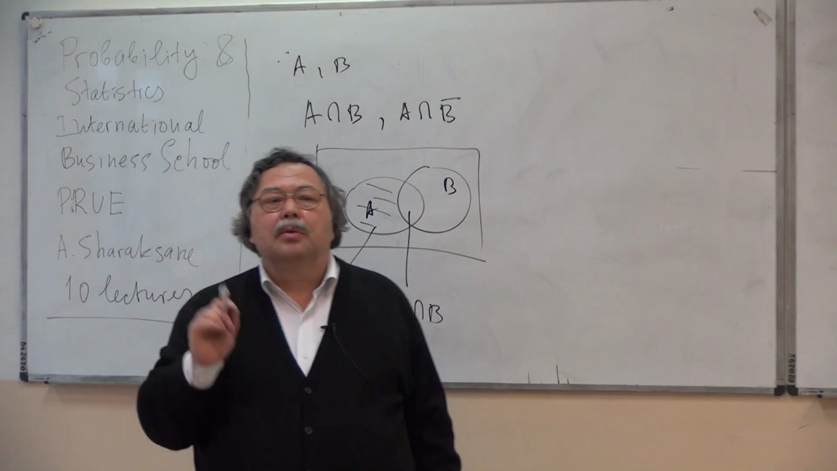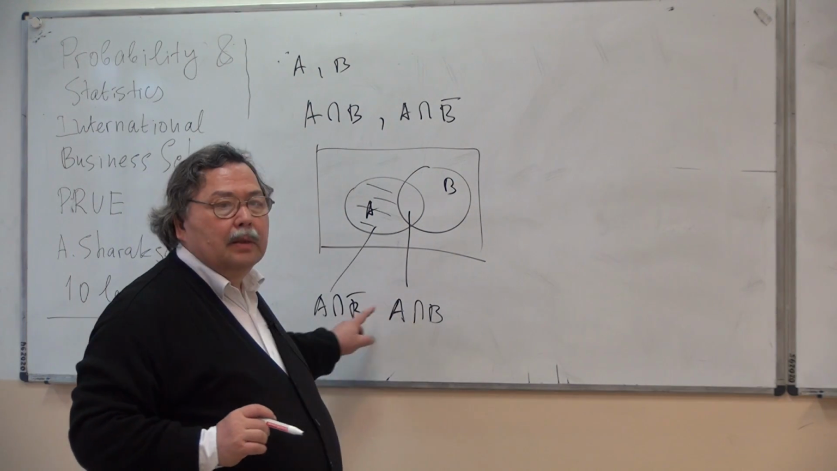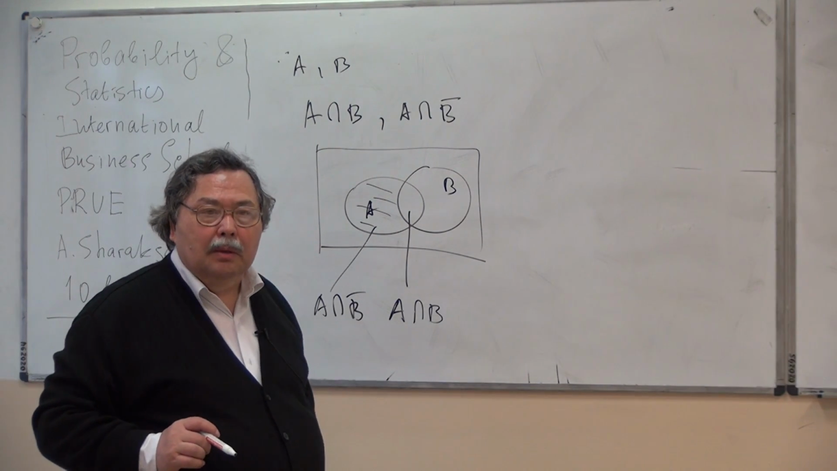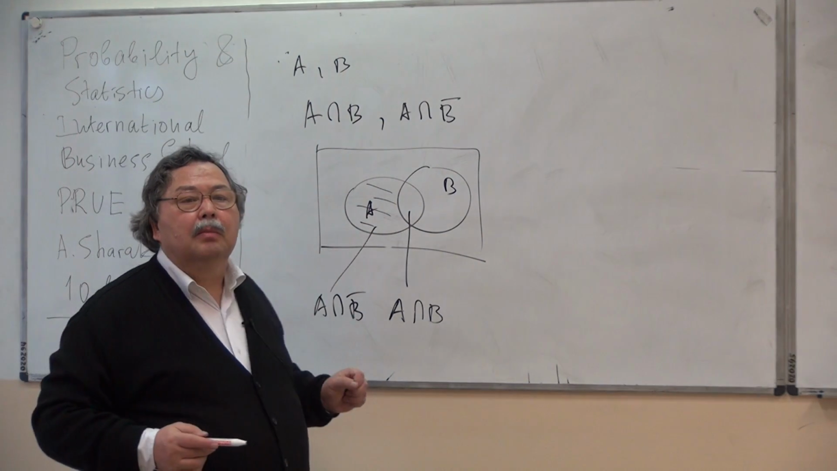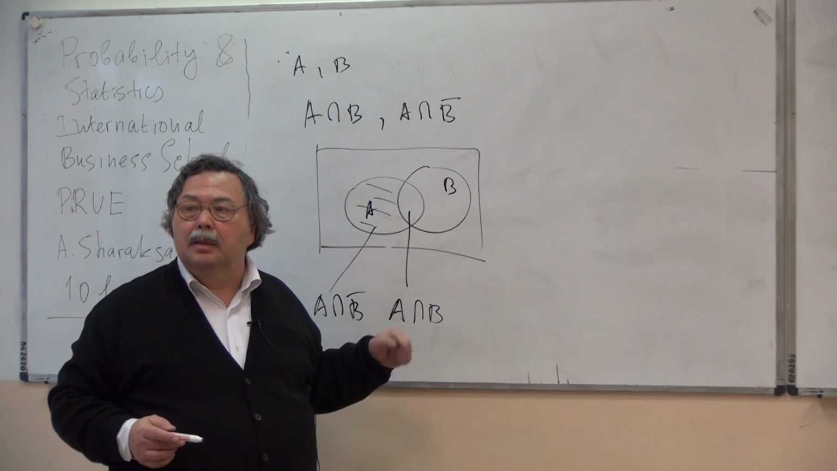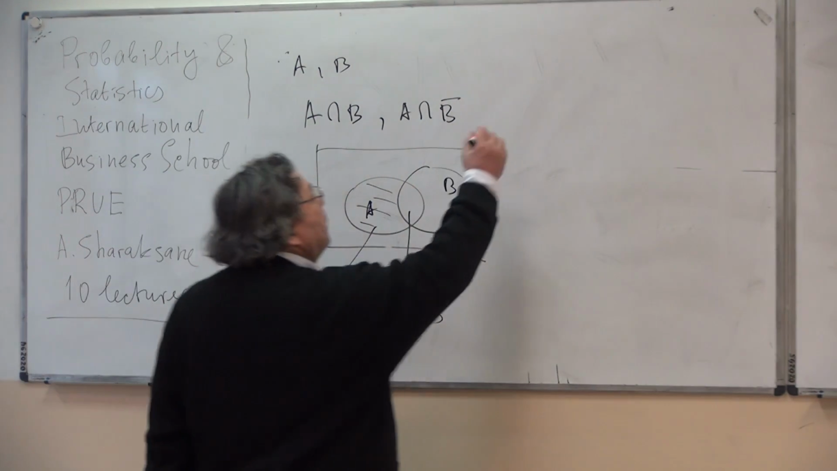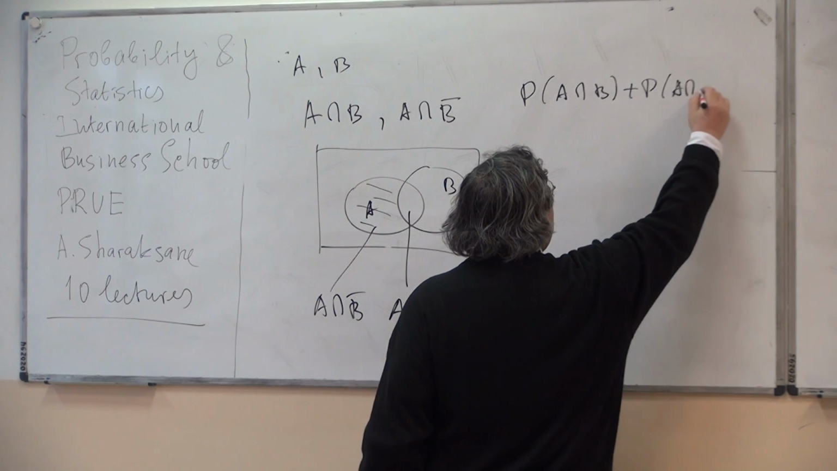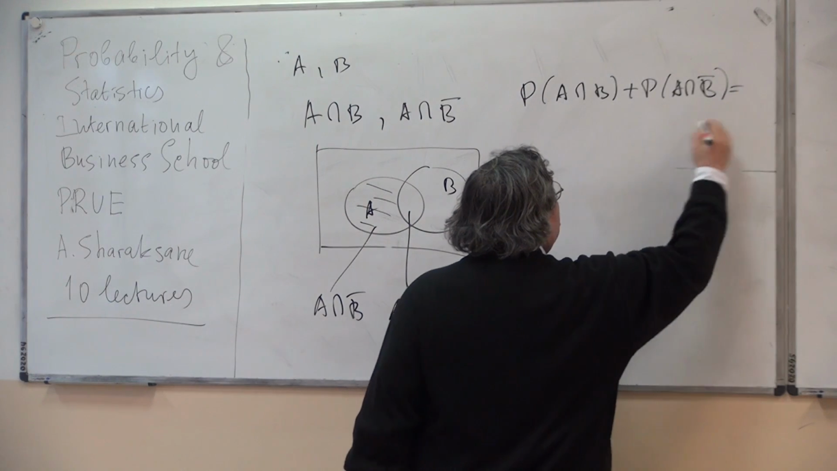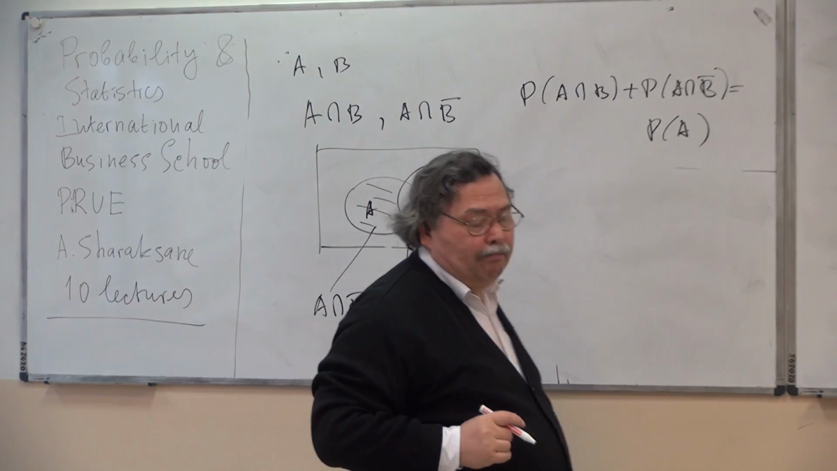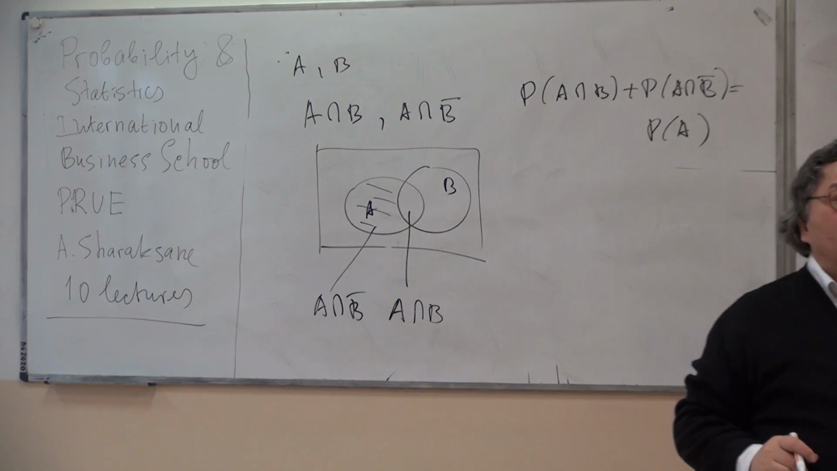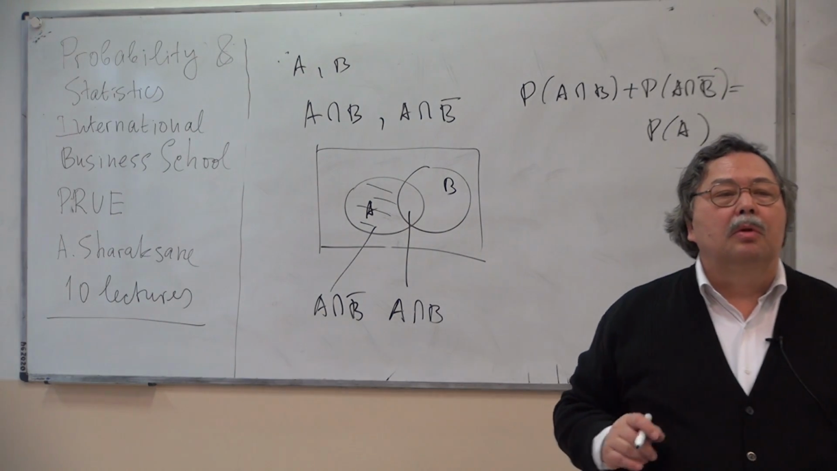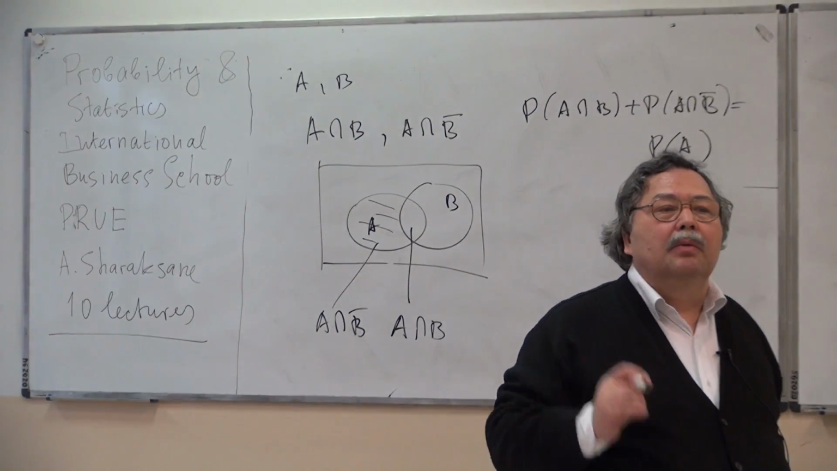Well, do you understand this? Okay. Now let's notice two things. First, these two events, A intersect B and A intersect complement B, are mutually exclusive. No elements in common. And put together, they form A. So the union is A, the intersection is null. Which leads us to this formula: P of A intersection B plus P of A intersection complement B is P of A. Now this formula can be used to solve quite efficiently problems that involve two events.